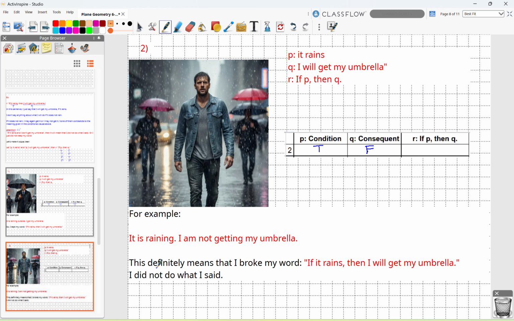So you understand that this scenario means that I broke my word, because I said that I would get my umbrella if it rained. It's raining now, the condition is satisfied, but the consequent didn't follow. So in this case, if P then Q, our proposition R is false.